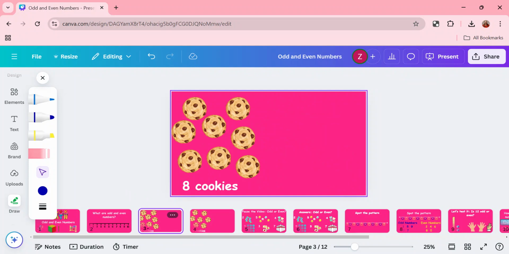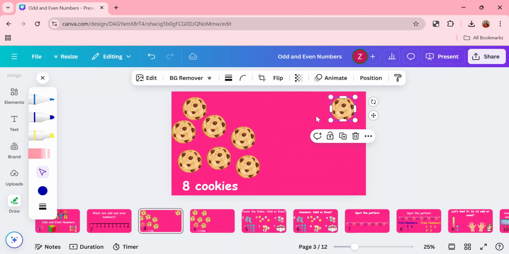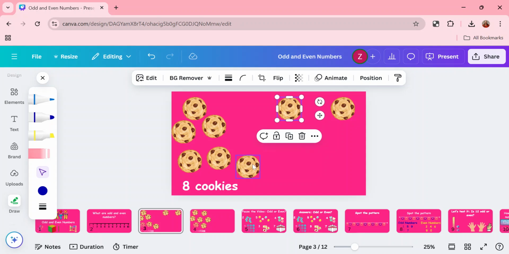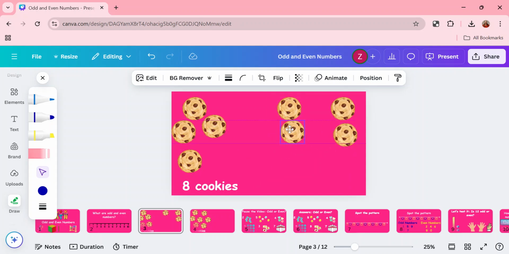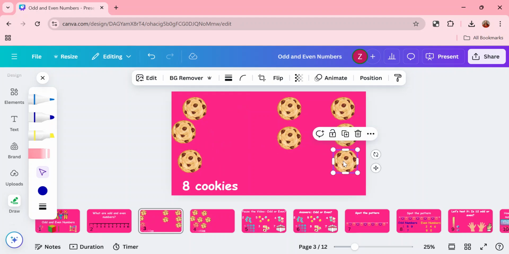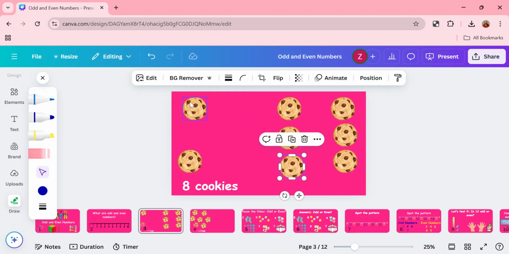Now, even numbers mean that they can be split into two equal groups equally. There are none left over. So I'm feeling generous. I'm going to share my cookies with you. So we need two piles, a pile for you and a pile for me. And we should be able to keep sharing these cookies between us so that we get the same equal amount of cookies.